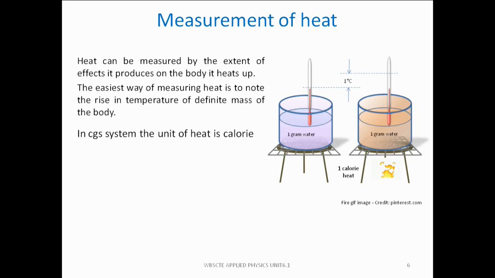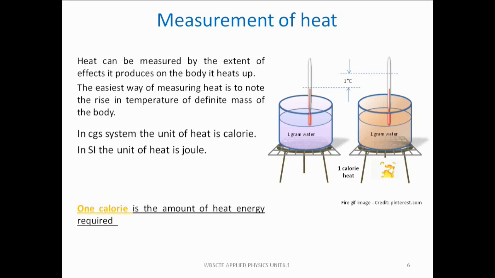In the CGS system, the unit of heat is calorie. In SI, the unit of heat is joule. 1 calorie is the amount of heat energy required to raise the temperature of 1 gram of water by 1 degree Celsius. The picture shows a rise in temperature by 1 degree Celsius when 1 gram of water is heated by 1 calorie of heat.